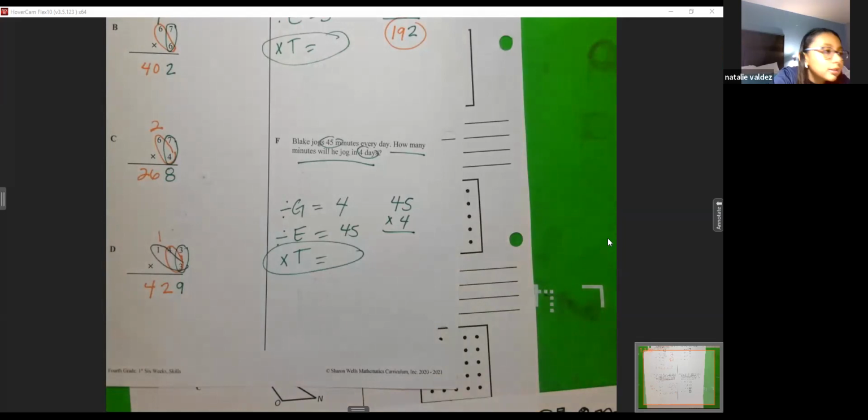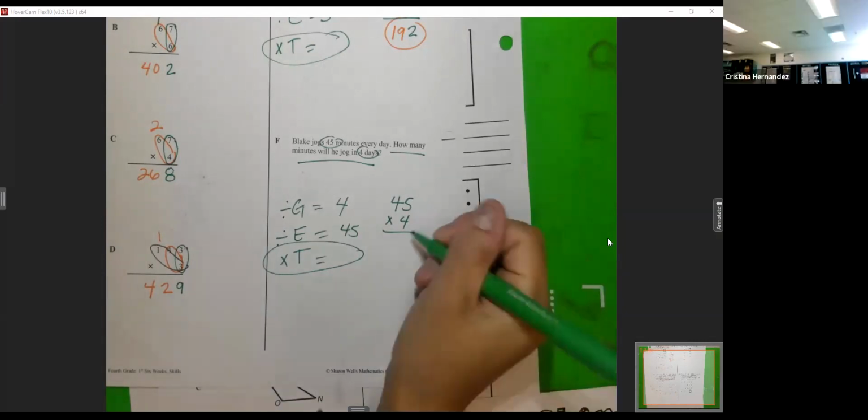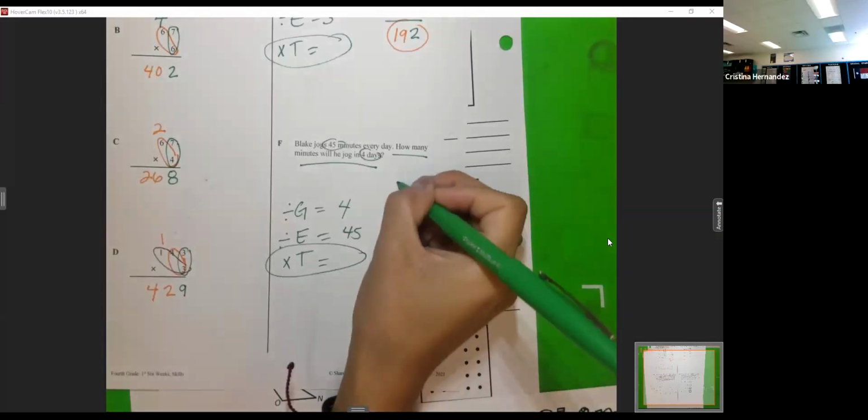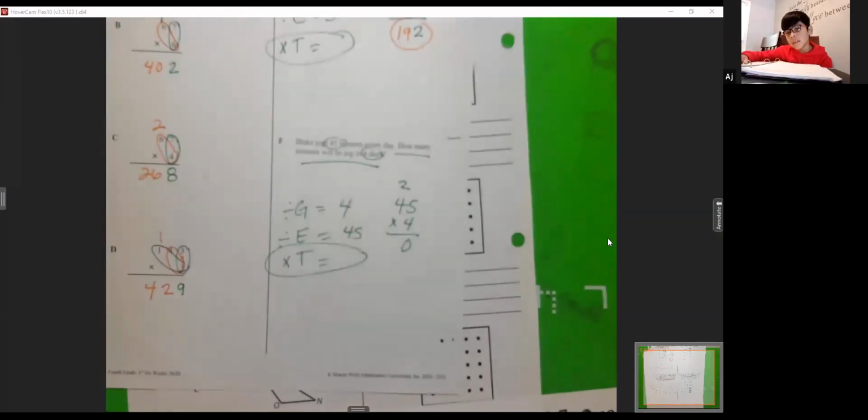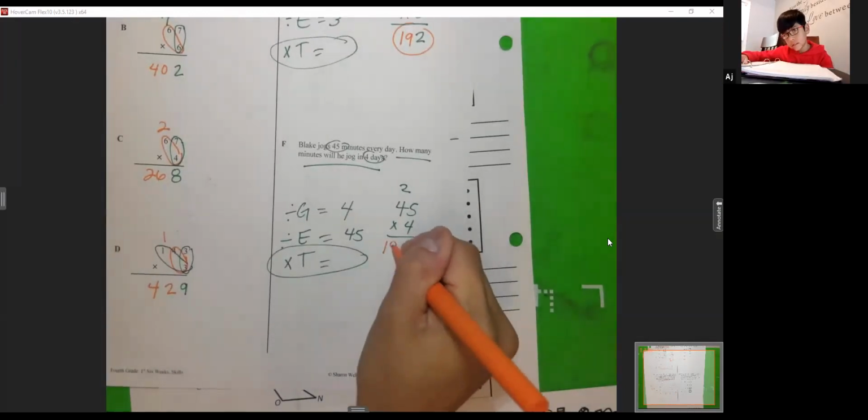Toby. His collar is annoying. Okay, so 5 times 4. What'd you get, Chloe? 180. There you go. You're getting better with these factors.